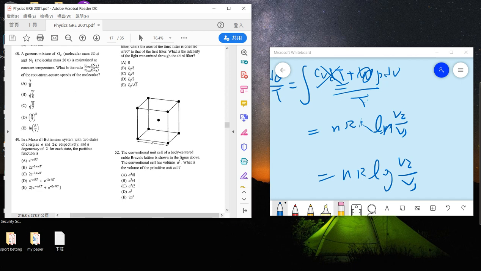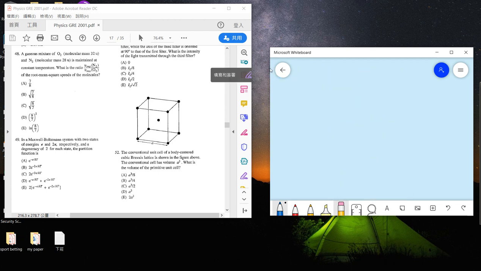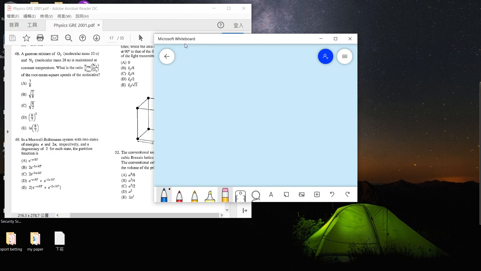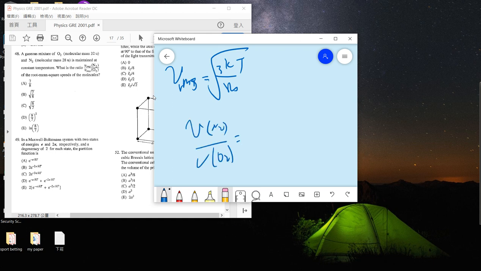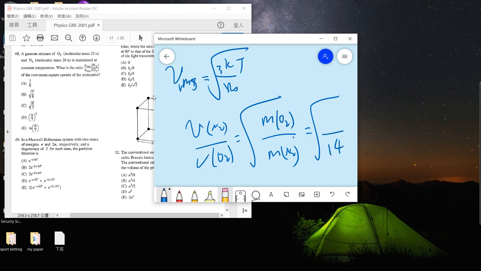Okay, 48. They said Maxwell-Boltzmann, and 48 asks you about the rms speed squared. So for the rms, just remember the formula, 3kT divided by m. So N2 divided by O2, the kT is the same, so it's mass of O2 divided by mass of N2. So N2 is 14, O2 is 16. Okay, so the answer is square root of 7 divided by 8. So the answer is C.